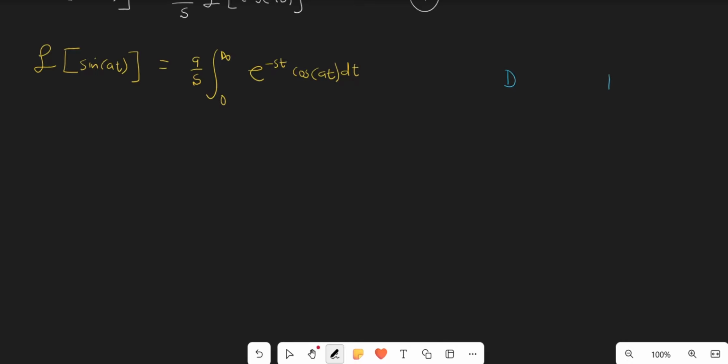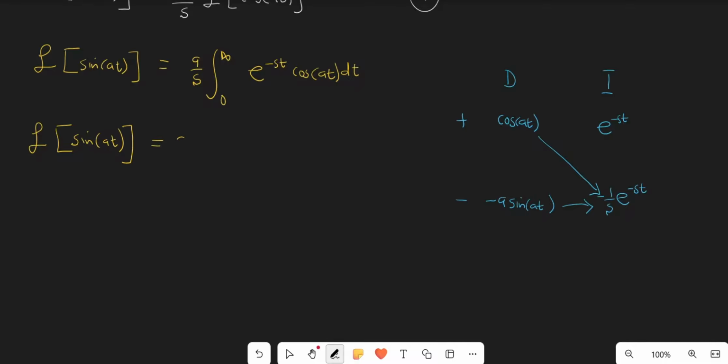D for differentiation and I for integration. I am going to differentiate the cosine of at. This is plus, next one is minus, and I'm going to integrate e raised to the power negative st. Integrating this is negative 1 over s e raised to the power negative st. Differentiating this one is negative a times the sine of at, like this. Diagonal terms, you are done with the integration, but when we multiply terms horizontally, we will have to take the integral.